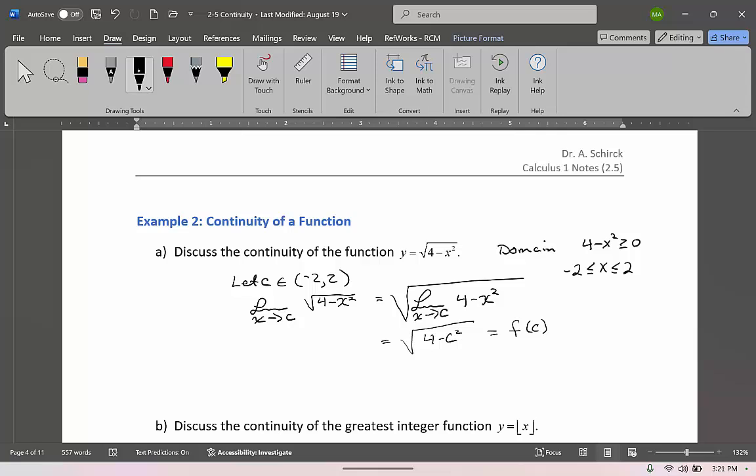right-hand continuity. So we're going to look at the limit as x approaches -2 from the right of the square root of 4 minus x squared. And again, just using our properties of limits, this equals the square root of the limit as x approaches -2 from the right of 4 minus x squared. Okay, which is going to equal the square root of 4 minus 4, or 0.